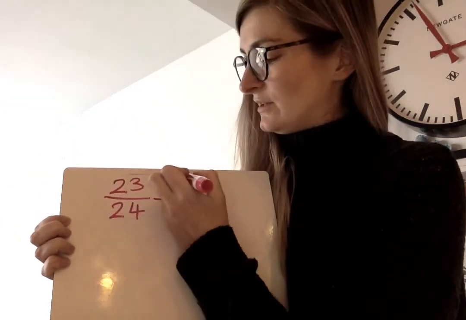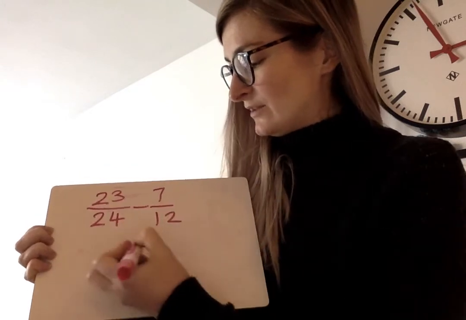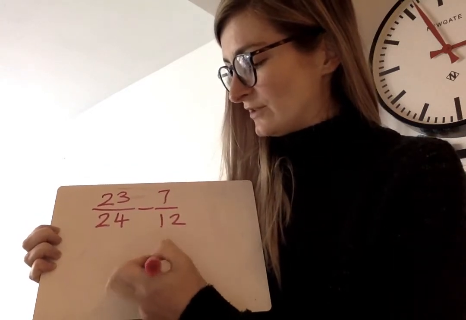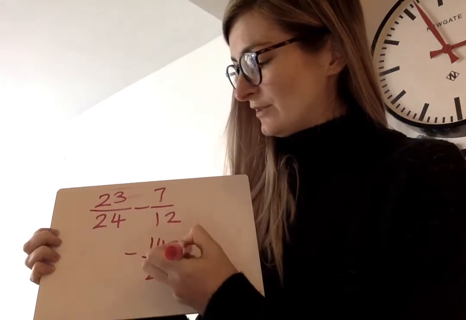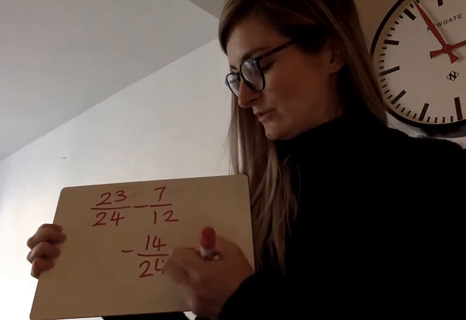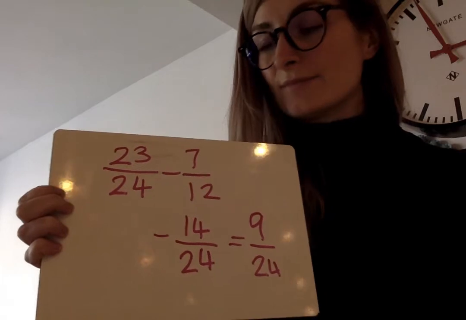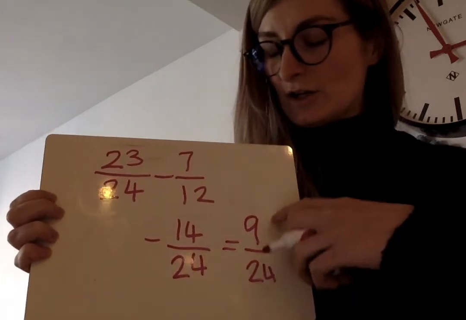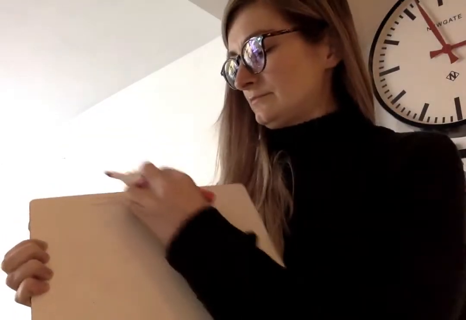23/24 subtract 7/12. Lowest common denominator is 24. So 12 into 24 is times 2. 7 times 2 is 14. 23 subtract 14 is 9/24. Can you simplify that? Yes, you can. Don't just think this is an odd number. What can you simplify that to? Better get one of these wrong, guys.